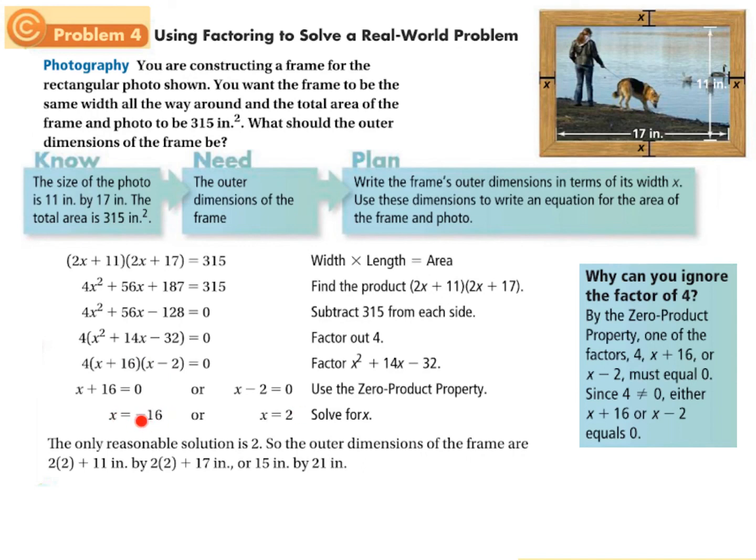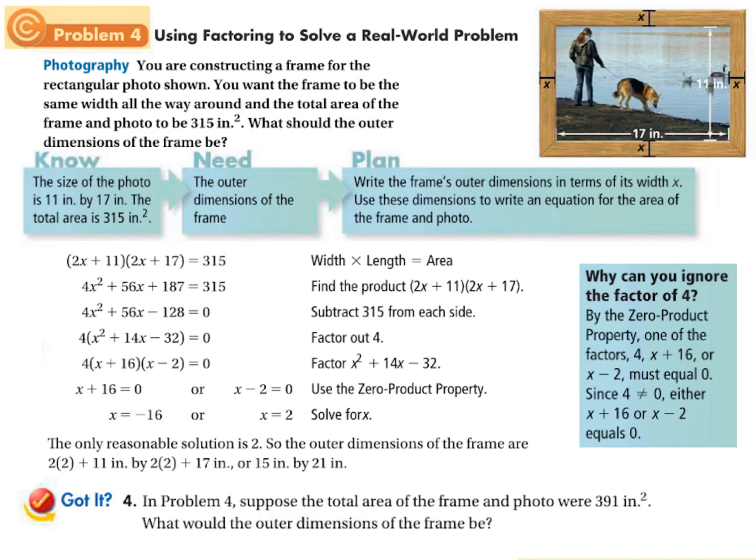It doesn't make any sense for the value of x to be negative 16, because that would be 11 minus 2 groups of 16, which is going to give you a negative number. There's no such thing as negative lengths. So the only reasonable solution is the positive length for the frame width, which is 2. So the outer dimensions are 2 times 2, 2 inches for each side of the frame, 4 plus 11, or 15, and 2 times 2 plus the 17, or 21. If you multiply those together, you will see that they indeed equal 315 inches squared.